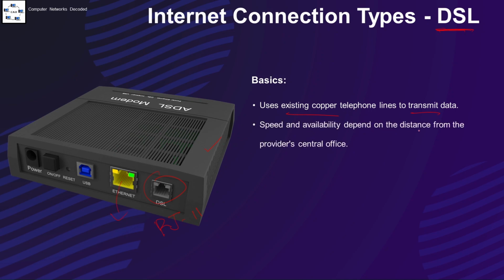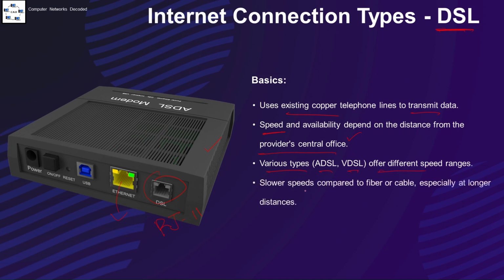Speed and availability depend on the distance from the provider's central office. So if the ISP central office is far, speed will be low, and if it is near, speed will be high. It has various types, as we already studied, such as ADSL and VDSL, and each offers different speeds. It is slower compared to fiber or cable, especially if your location is further from the central office or from the ISP.